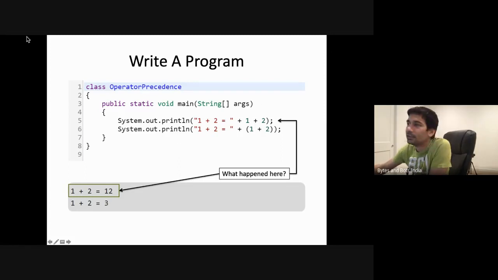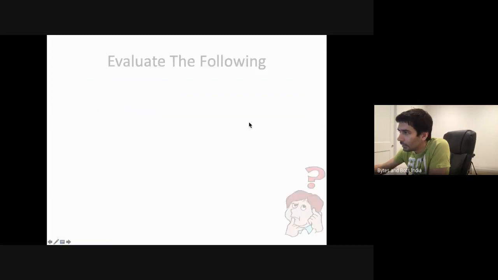So when it looks at this plus sign here, is there a way I can draw on the slide? Let me see if I can draw. I think I can draw, right? Pen color. No, I think I cannot draw on here.